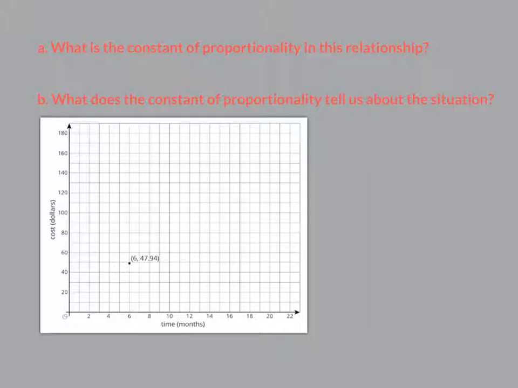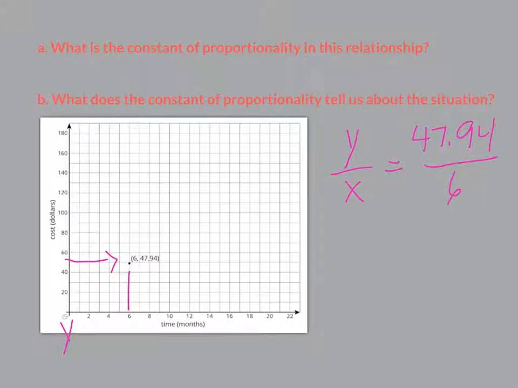The first thing they ask us is the constant of proportionality in this relationship. So we know that when we find the constant of proportionality, it's always y divided by x. So y, you should know, is on this up and down, the vertical axis. And in this case, y, if we go up to here and look across, and it's told us the coordinates, 47.94. We know that's $47.94. And we would be dividing that by what x is, and in this case that's 6.